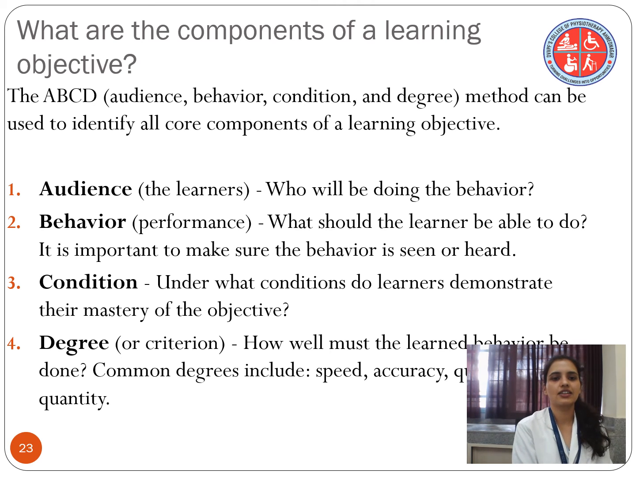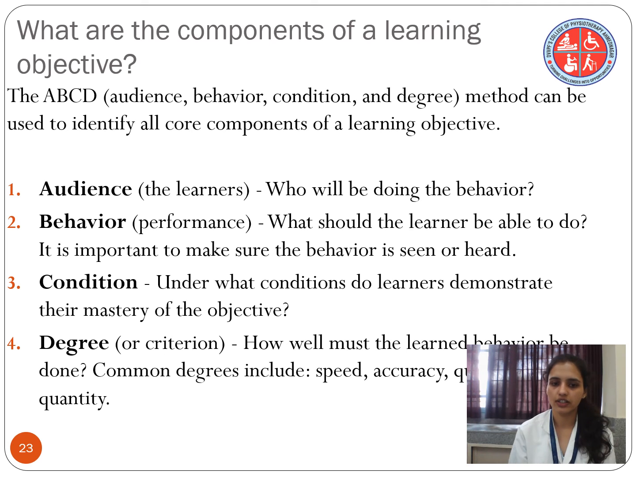Next we will see the components of the learning objective. There are four components, A, B, C, D. A is for audience, like who the learners are. Second, B is behavior or performance, like what the learner should be able to do at the end of the seminar or end of the lecture. It is important to make sure that the behavior is seen or heard.